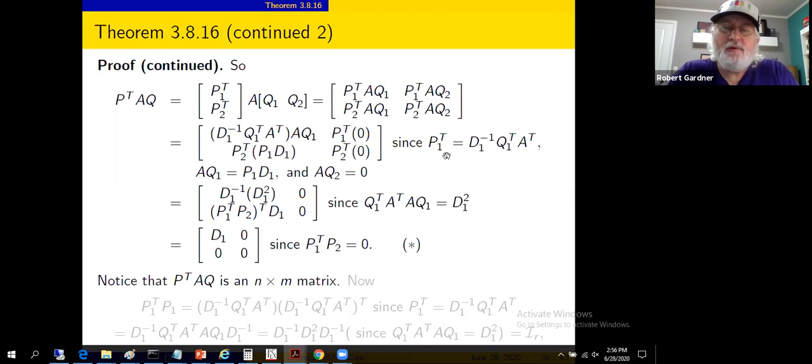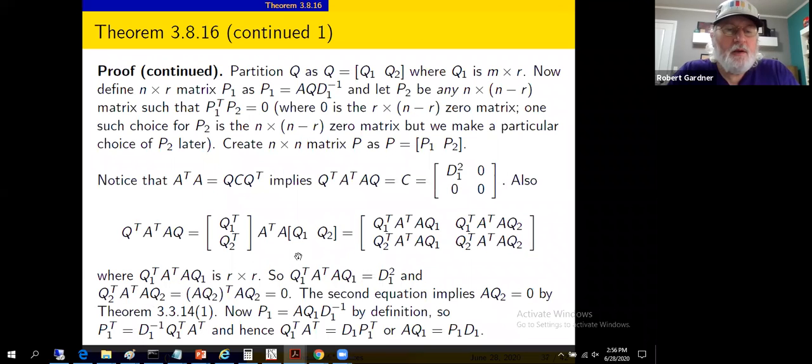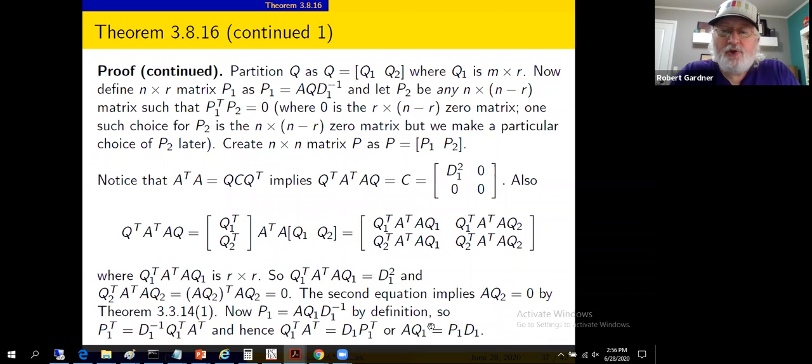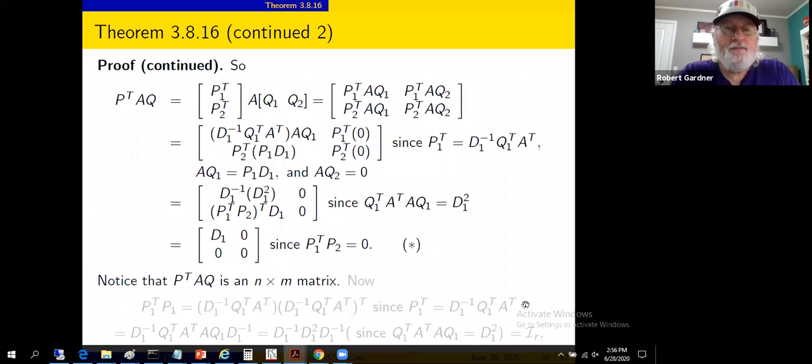P1 transpose, let's go to the previous slide. P1 transpose. There it is right there. D1 inverse, Q1 transpose, A transpose. Back to our original location. AQ1 is P1 D1, AQ2 is 0. Let's go back. AQ1 is P1 D1, AQ2 is 0. Okay, so we're taking the P1 transpose, replacing it with this stuff. Here's an AQ2 in both of these spots. We can replace those with zeros.